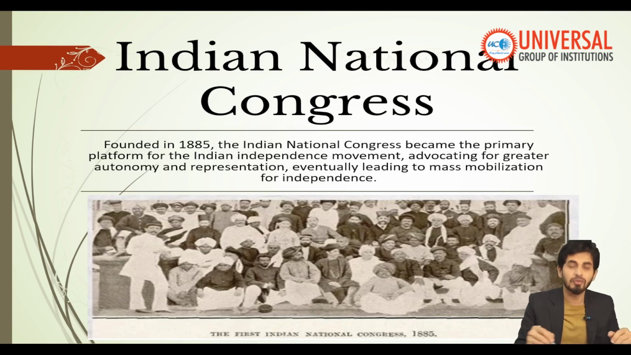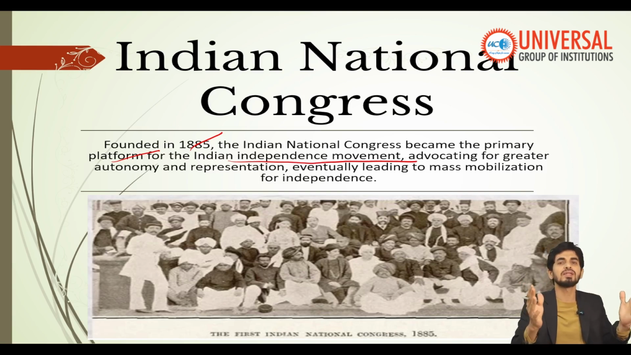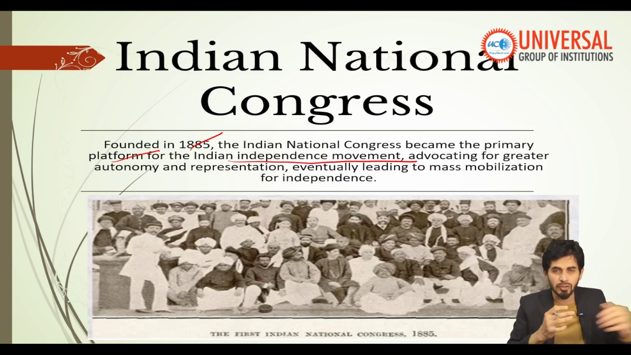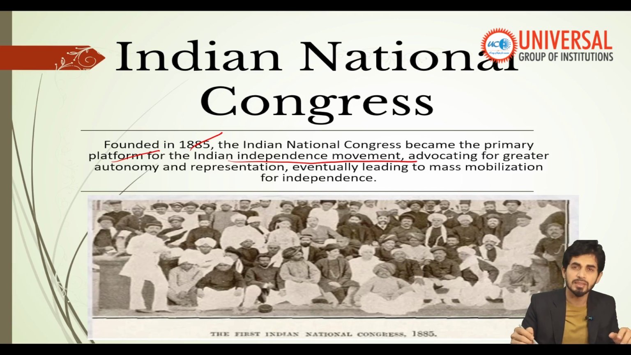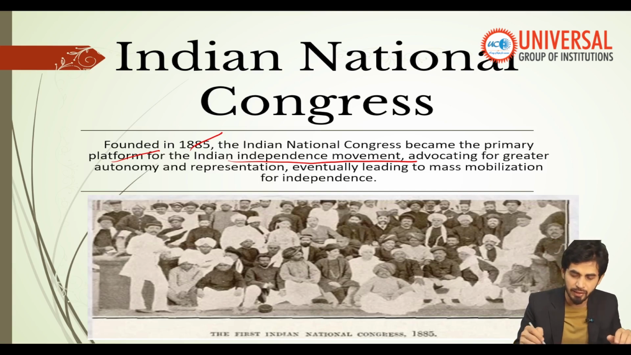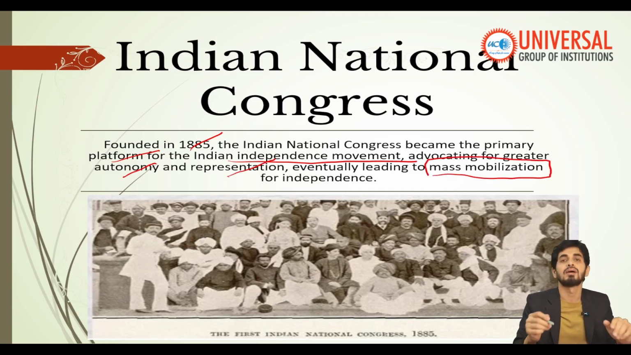Indian National Congress, founded in 1885, became the primary platform for the Indian independence movement. See, why I'm talking about all this is, these are all the events that led to the political structure shaping in India. Without these historical events, there was no way that the current day's political structure would have been formed. So Indian National Congress plays a major role in shaping the political structure of India. So we will have to talk about Indian National Congress and its establishment in 1885, and they advocated for greater autonomy from the British rule and representation for Indians, eventually leading to mass mobilization. That means they were mobilizing the masses of this country for independence.